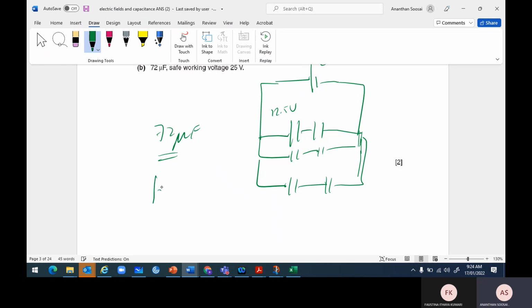Or you can use it like this. This also works, right? You have one here, another two in parallel. Okay. I think this circuit also works, right? 48, 48 become 24, 24 plus. This is 48. Okay, no, it doesn't work.